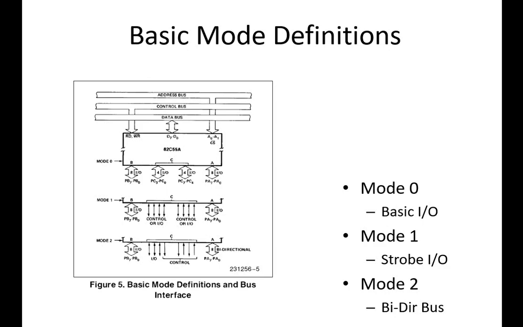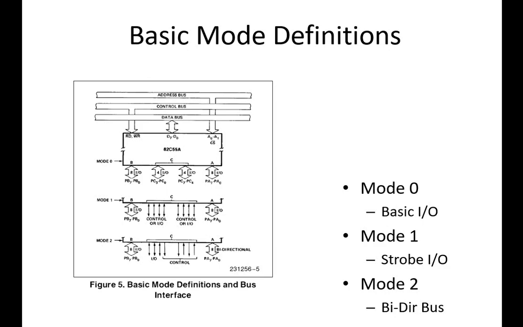In this diagram you can see that above all there is an address bus, then the control bus, and lastly the data bus. The data bus is bidirectional, and the address and control buses are unidirectional. Those are connected with the 82C55A.